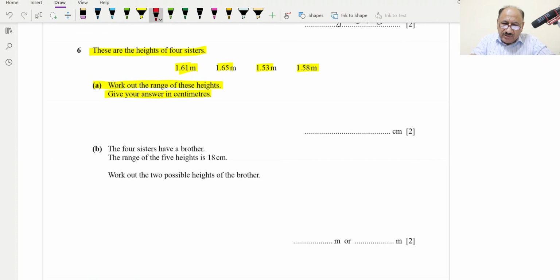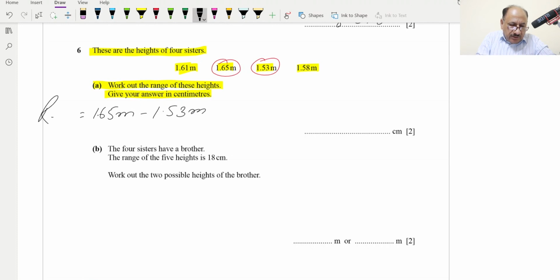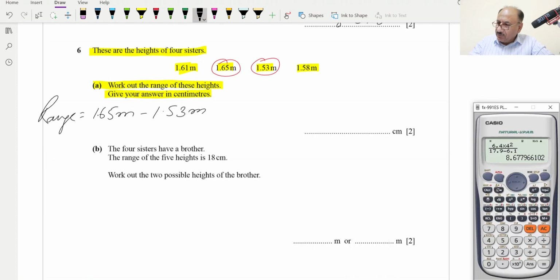Range, you know, is maximum minus minimum, so we'll have to identify the maximum is this number and the minimum is this number. So we'll subtract 1.65 meters minus 1.53 meters, and this will be the range. So we can subtract this one. 1.65 minus 1.53 is equal to 0.12.